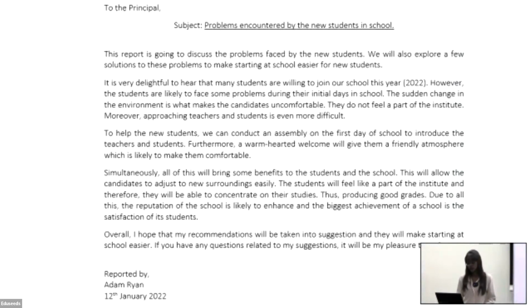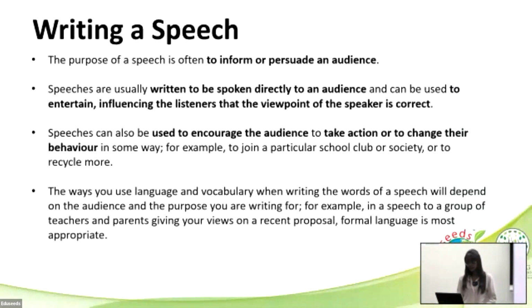Okay, moving on to the next directed writing, which is writing a speech. The purpose of speech writing is often to inform or persuade an audience. It is usually written to be spoken directly to an audience, and it can be used to either entertain or influence the listeners that the viewpoint the speaker is presenting is correct. You are trying to persuade your readers about something.